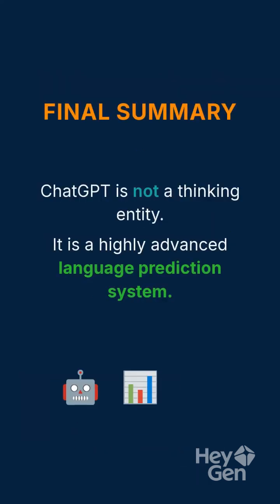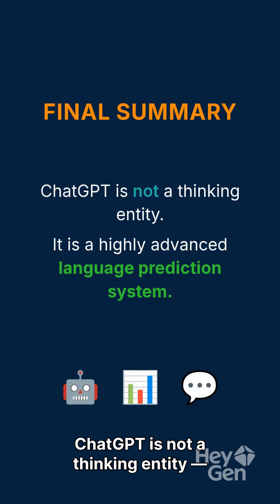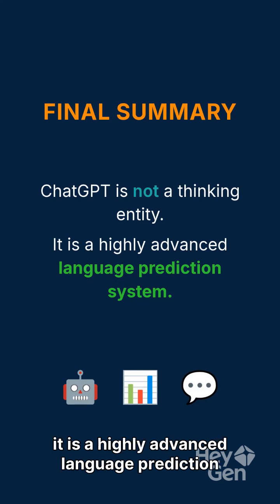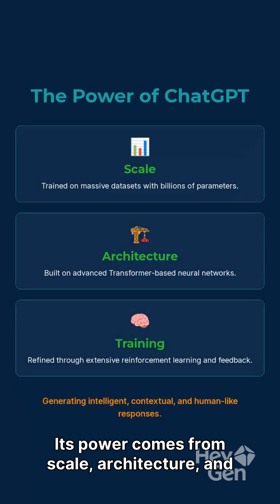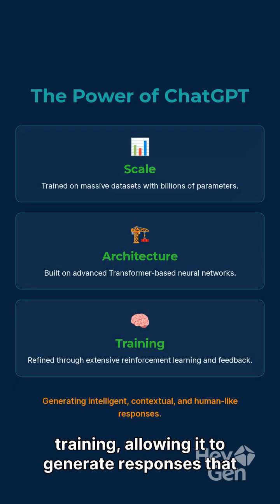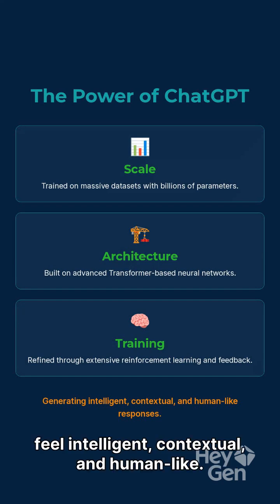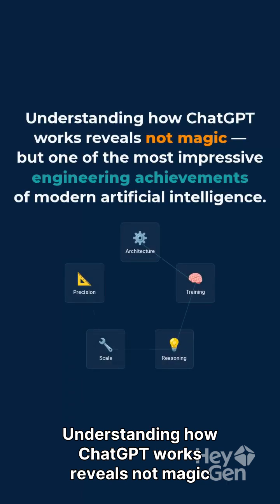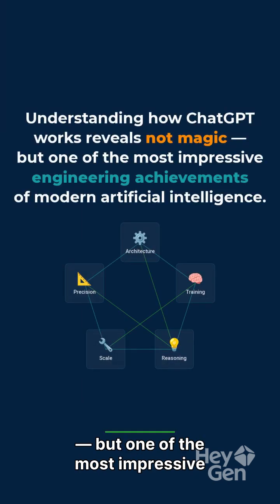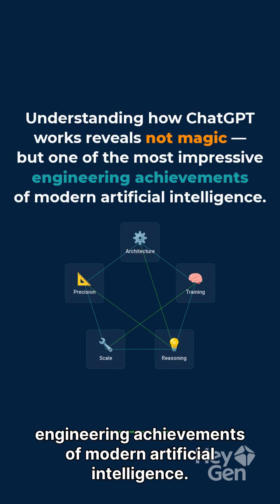Final summary. ChatGPT is not a thinking entity. It is a highly advanced language prediction system. Its power comes from scale, architecture, and training, allowing it to generate responses that feel intelligent, contextual, and human-like. Understanding how ChatGPT works reveals not magic, but one of the most impressive engineering achievements of modern artificial intelligence.